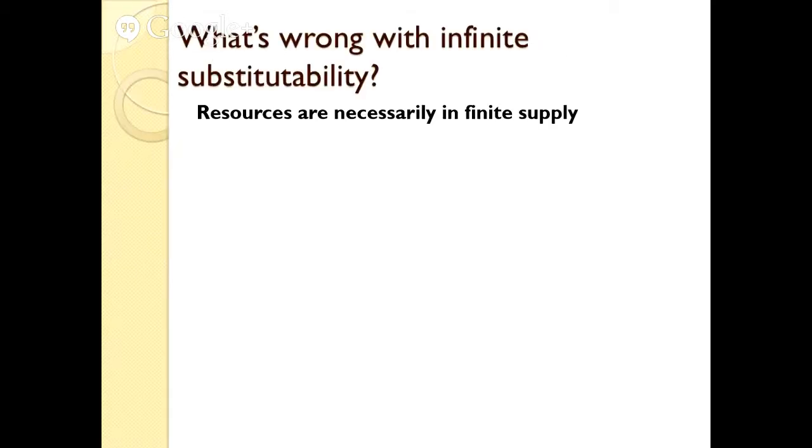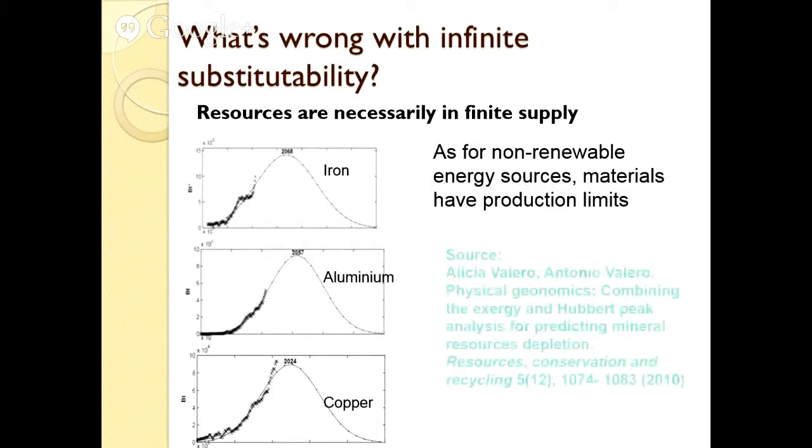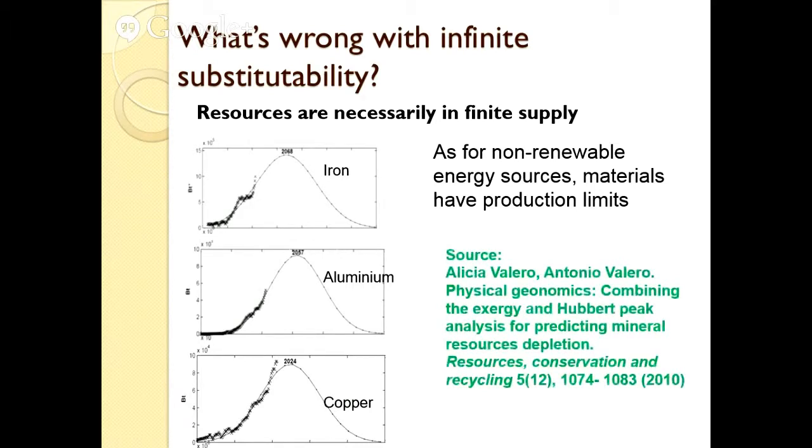What's wrong with infinite substitutability? Resources are necessarily of infinite supply. So this is what is expected. You have a group here in Zaragoza working on exergy balances for different commodities, not only energy commodities, but also, as you say, metals. They have made several forecasts with several scenarios and setups, taking into account that the grade of the ores becomes smaller and smaller, because we have exhausted the good quality ores first and now we are going to the scarcer ones.